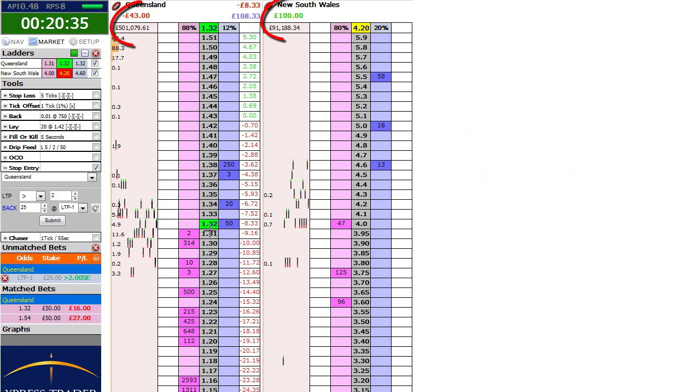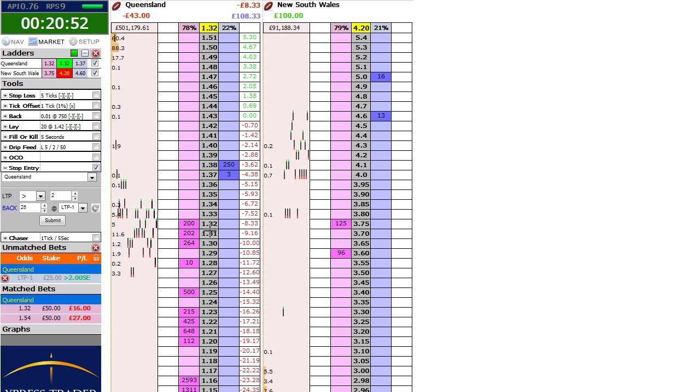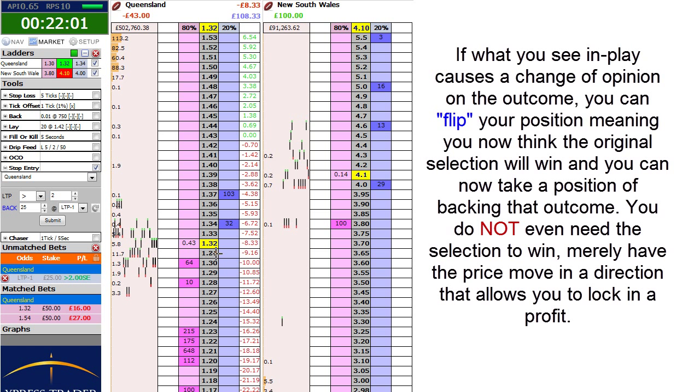So with my original lay being 1.54 combined with this second lay, it means my average price is going to be 1.43, as you see there. I now have a £43 liability to win £100. So I've effectively laid at 1.43, as you can see where the 0 is on the hedge figures there. 0 is 1.43, so that's my average price. So I've effectively now laid Queensland for £100 at 1.43.